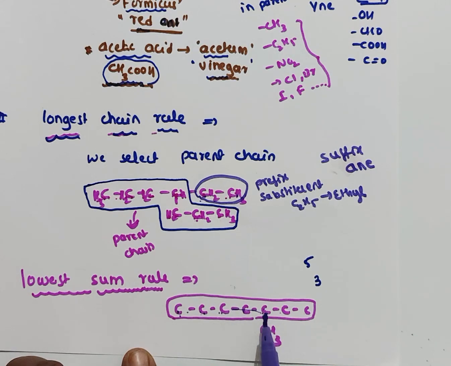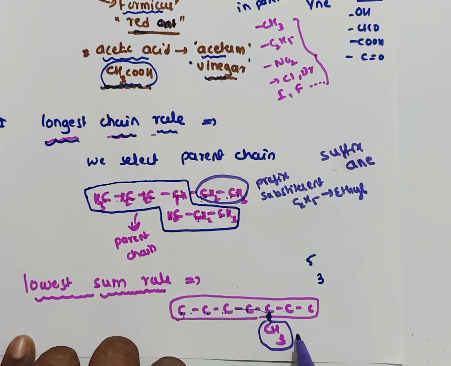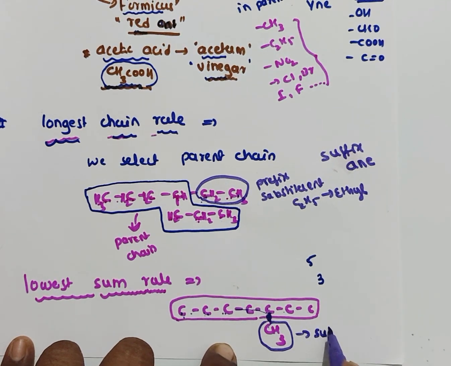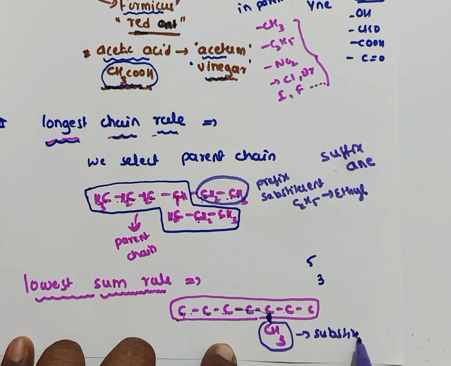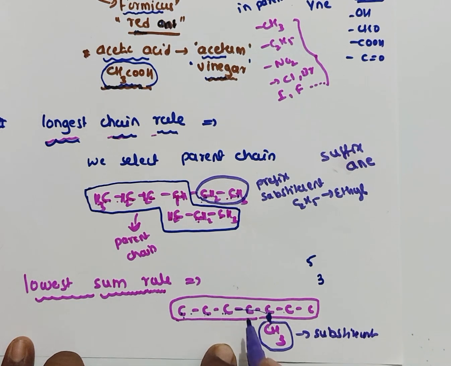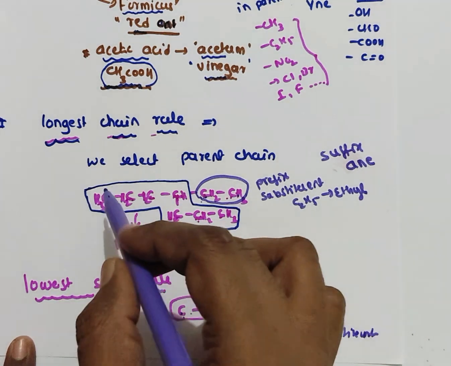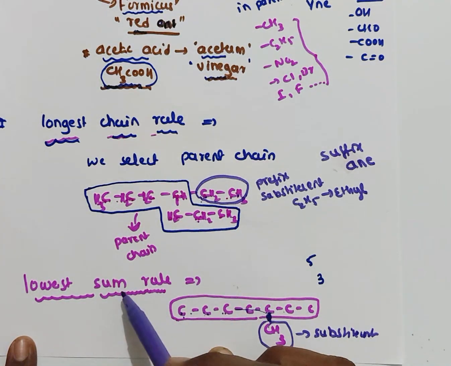Except for the parent chain, anything else in this compound is called what? A substituent. A substituent is not counted in our parent chain. Anything in the compound other than the parent chain is called a substituent, that is called a prefix. Here what is there? CH3 is there. CH3 is a prefix. So the first rule is to select the longest chain.